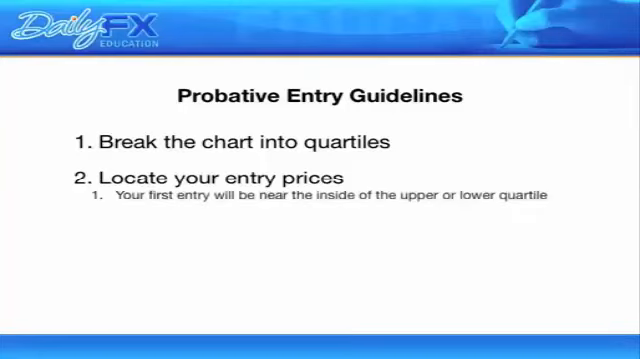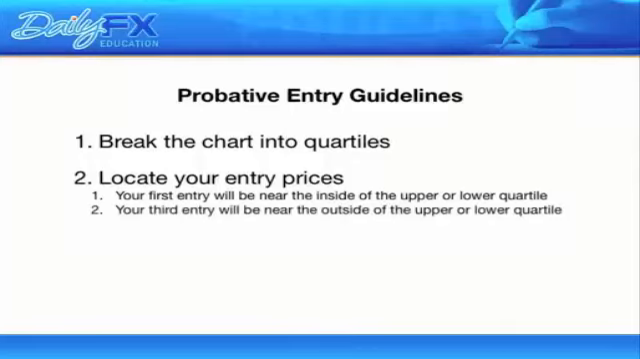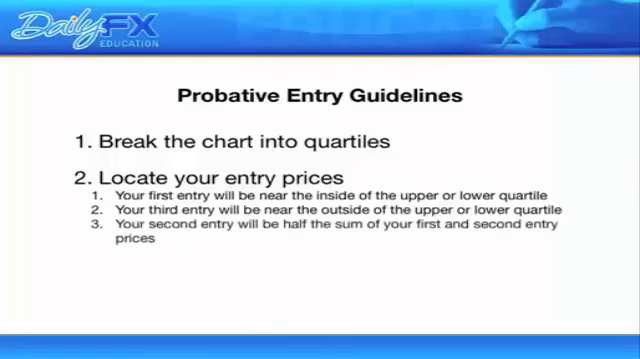Starting with the first entry, you'll want to locate a price near the inside of the upper or lower quartile. Then, you should locate your third entry price, which will typically be near the outside of the upper or lower quartile. Now, to find your second entry price, you can simply add the first and third entry prices together and then divide by 2.